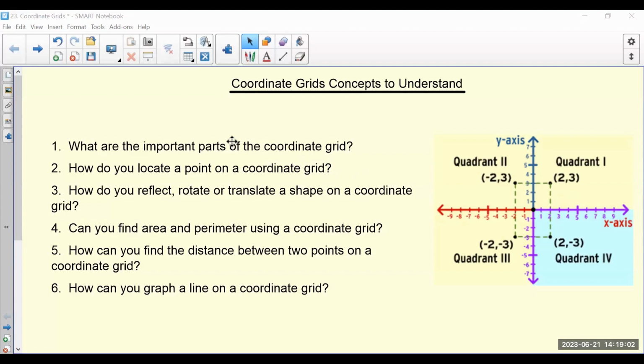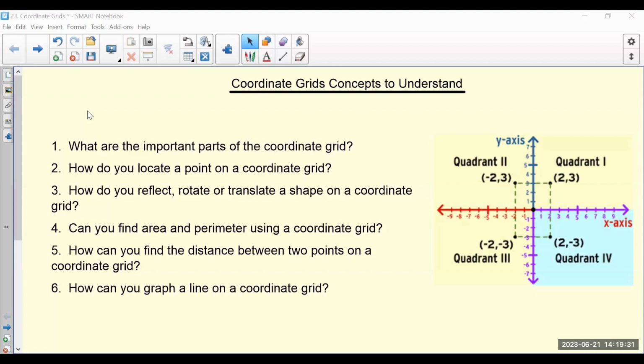So here are the things that we're going to go through on the coordinate grid. Number one, what are the important parts of the coordinate grid? What's the vocabulary? How does a coordinate grid work? How can you locate a point on a coordinate grid? And then also, how can you plot a point on a coordinate grid? Can you reflect, rotate, or translate a shape on a coordinate grid? And what does reflect, rotate, and translate mean?